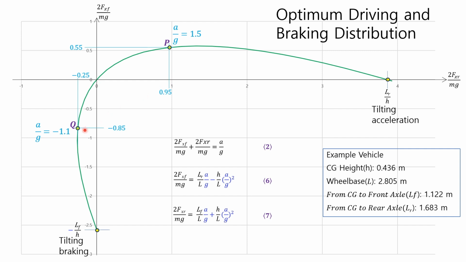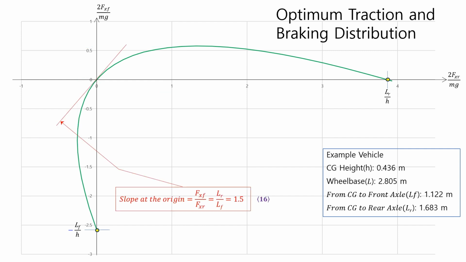Another point Q indicates that when the vehicle decelerates at -1.1 g-unit, a non-dimensional braking force of -0.85 g-unit is generated at the front axle and -0.25 g-unit at the rear axle. The distribution curve can show the fore and aft position of the center of gravity. As shown in the figure, if the tilting acceleration is greater than the absolute value of the tilting braking, it means that the center of gravity is closer to the front axle than the rear axle, and if the absolute value of the tilting braking is greater than the tilting acceleration, it means that the center of gravity is closer to the rear axle than the front axle.